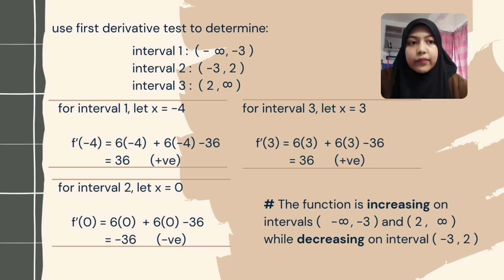And for the third interval, we let x equal to 3. We substitute 3 into the first derivative of the function and we get 36, which is positive. So this means that the function is increasing on the intervals negative infinity to negative 3 and 2 to infinity, while decreasing on the interval negative 3 to 2.